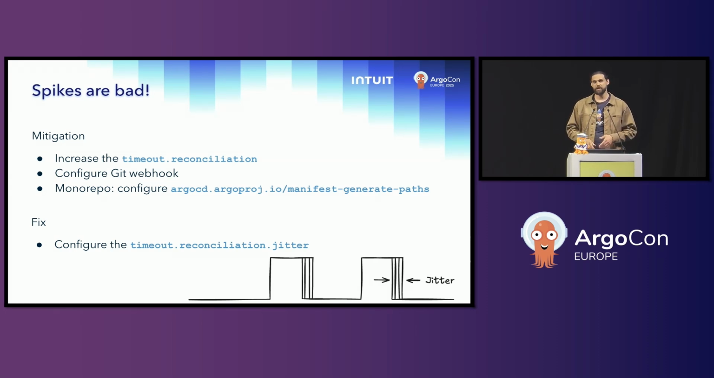a buffer. So let's say your reconciliation timeout is an hour, and you configure the jitter to be 30 minutes. You now have the guarantee that your app is going to be refreshed between an hour and an hour 30 minutes. So instead of having a spike at an hour exactly, these requests will be spread over 30 minutes.